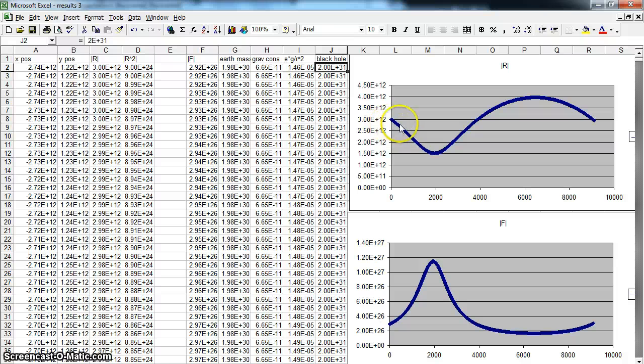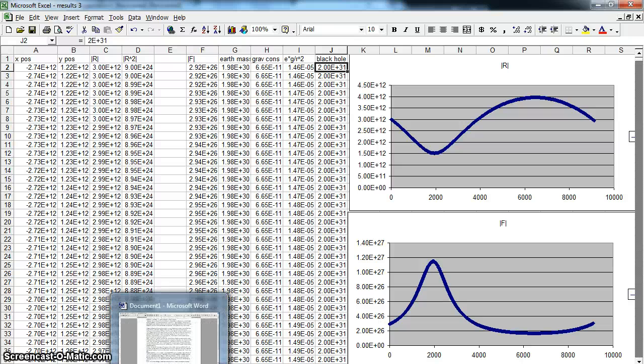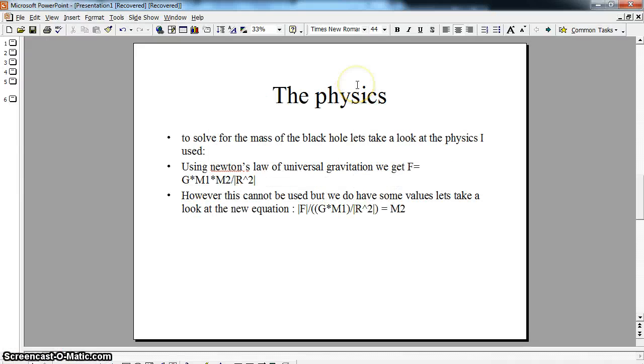So I took the liberty to make a couple of graphs. This is distance squared, and this is the magnitude of the force, and we see there is some proportionality to it. As we see, when the sun gets closer to the black hole, the force increases drastically. Then as the distance increases, the force decreases drastically. And if we were to plot this throughout a much longer time, we would see that it would go up, down, up, down, up, down. Yeah, so that's that.